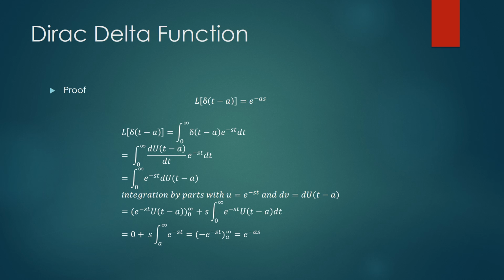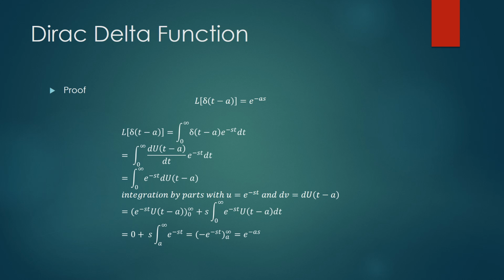As we can see, the left term is equal to 0, because when we plug in infinity, the e to the minus st term goes to 0, but when we plug in 0, the u(t minus a) goes to 0 because it's lower than a. The u(t minus a) only has value when t is larger than a, so it goes to 0, so we only have the right term.